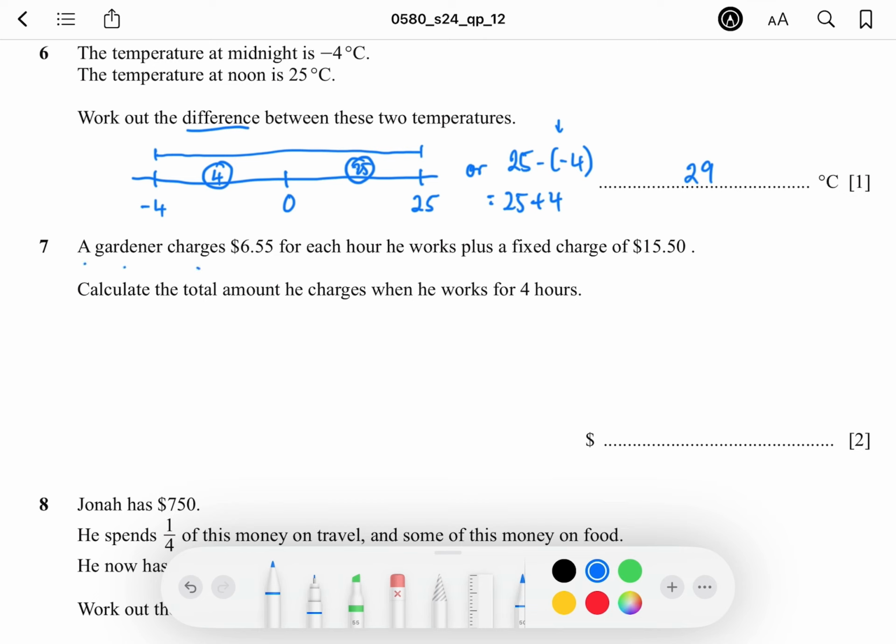A gardener charges $6.55 for each hour he works, plus a fixed charge of $15.50. Calculate the total amount he charges when he works for 4 hours. So, nombornya tu penting. Ada lagi nombor? Ada. Sudah ya cucu garis. Nombor. Ada lagi satu nombor.